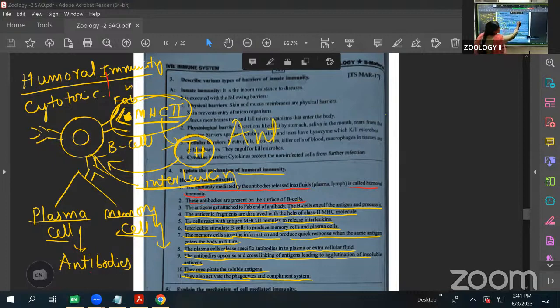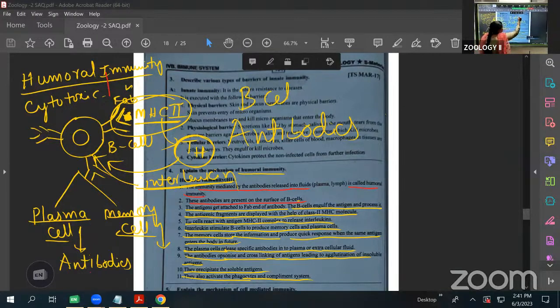Antibodies are participating in the humoral immunity, not the cells. Only the fragments, the antibodies, are participating in this one. That's why we call it the humoral immunity. Clear? Which one is involved in this? Humoral immunity. B cells are involved.